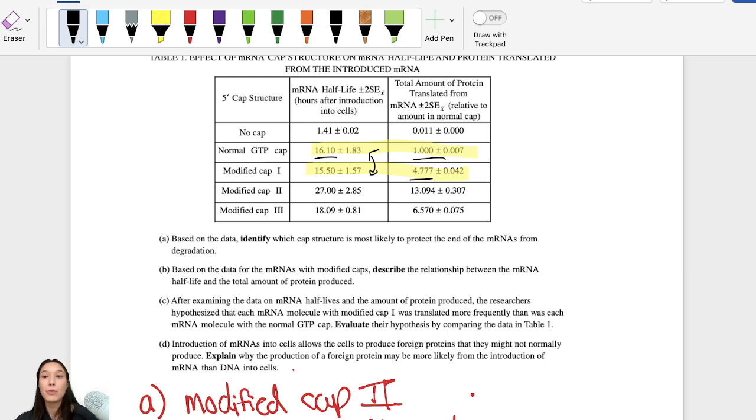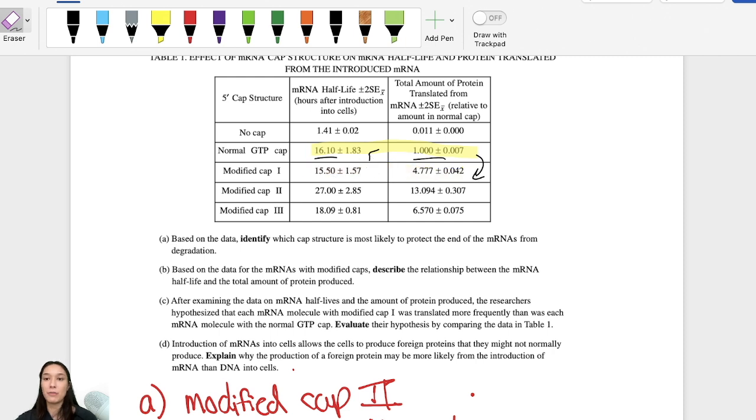However, if we look at the amount of protein that's been translated, there is almost 5 times as much protein for modified Cap1, which is going to justify our hypothesis, which says that for the amount of mRNA, it's translated much more frequently with modified Cap1. Hence why with only 15.5 hours for half-life, you get almost 5 times the amount of protein. Okay, so you're looking at them in relationship to each other. It makes it quite easy because these 2 numbers are very similar to each other and these 2 numbers are very, very far away from each other.